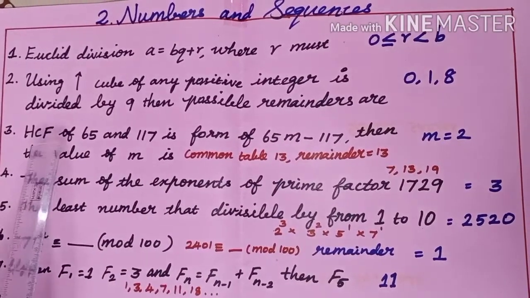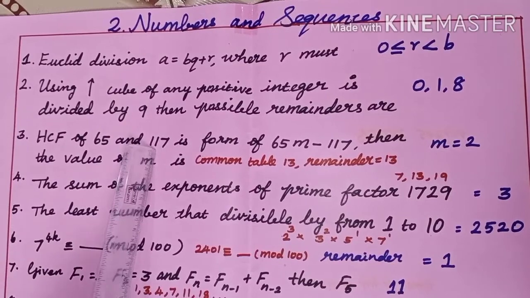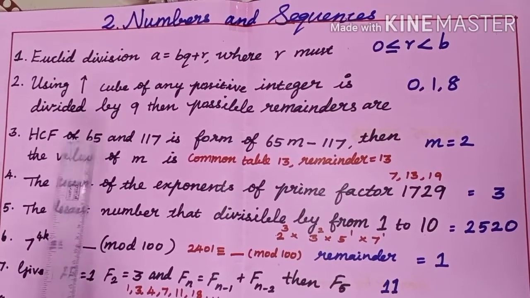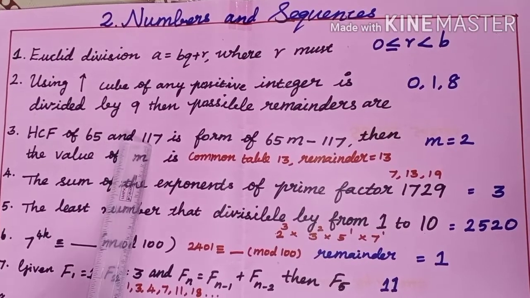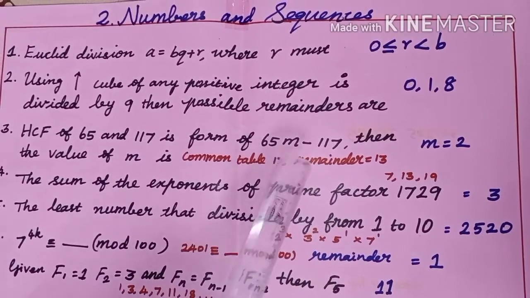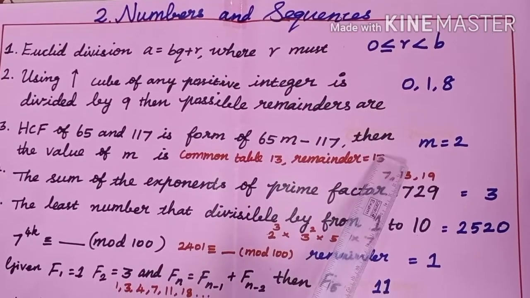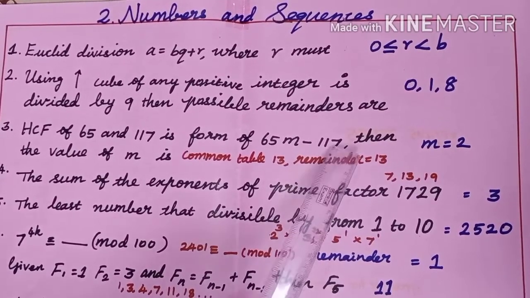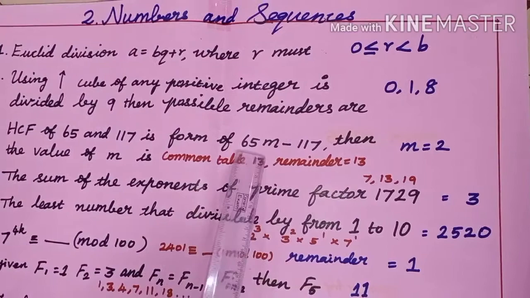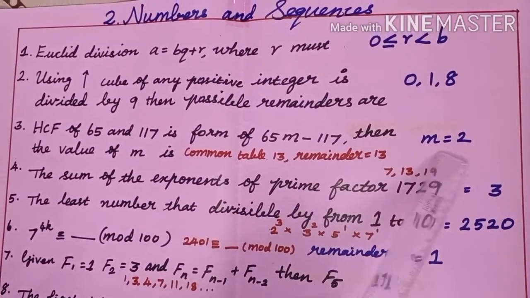Third one, HCF of 65 and 117. HCF is the highest common factor. What is the common number that divides the two numbers? 13. 13 is the common factor. So HCF equals 13. Expressing in the form, 117 plus 13 gives 130, and 65 goes into 130 two times. So the answer is 2.